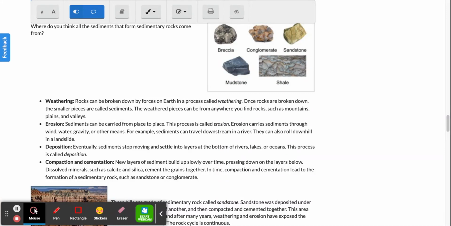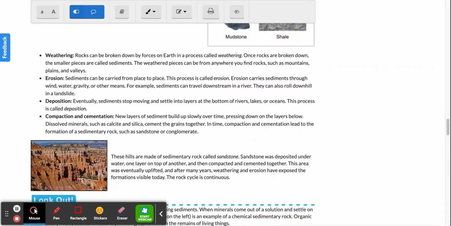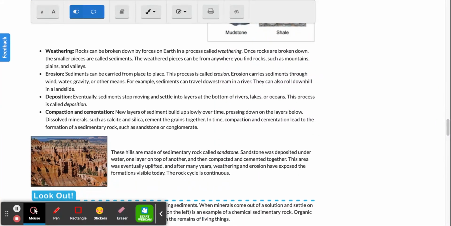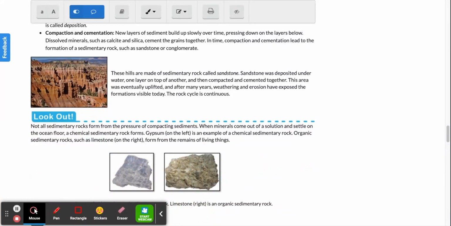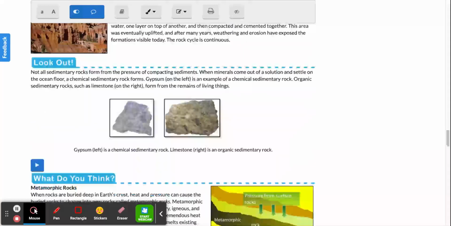Not all sedimentary rocks form from the pressure of compacting sediments. When minerals come out of a solution and settle on the ocean floor, a chemical sedimentary rock forms. Gypsum, on the left, is an example of a chemical sedimentary rock. Organic sedimentary rocks, such as limestone, on the right, form from the remains of living things.